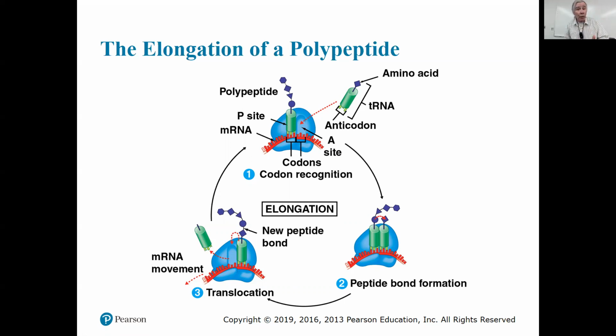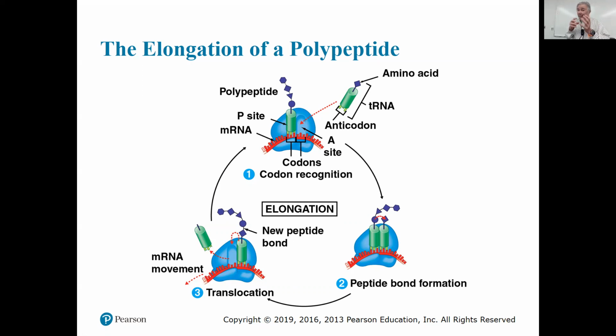Let's say it's UUU, because I know that's phenylalanine. So the next codon is UUU. Here comes along an anticodon with AAA that carries phenylalanine. It goes to the A site. It binds there.